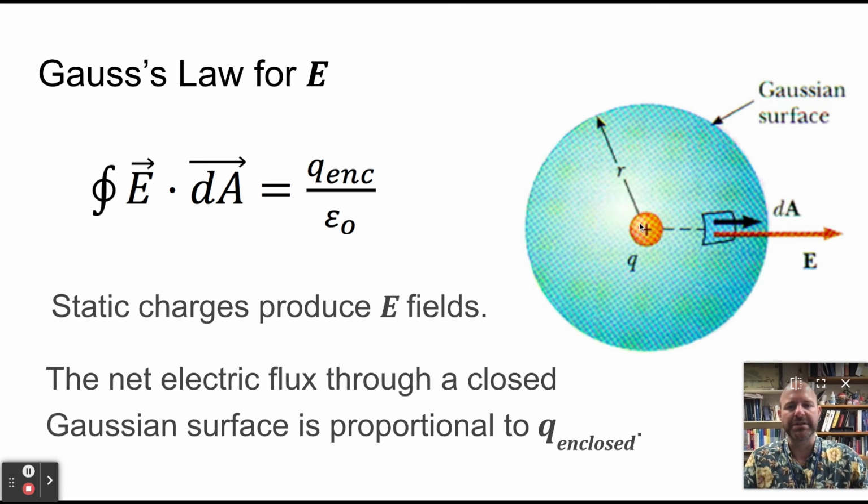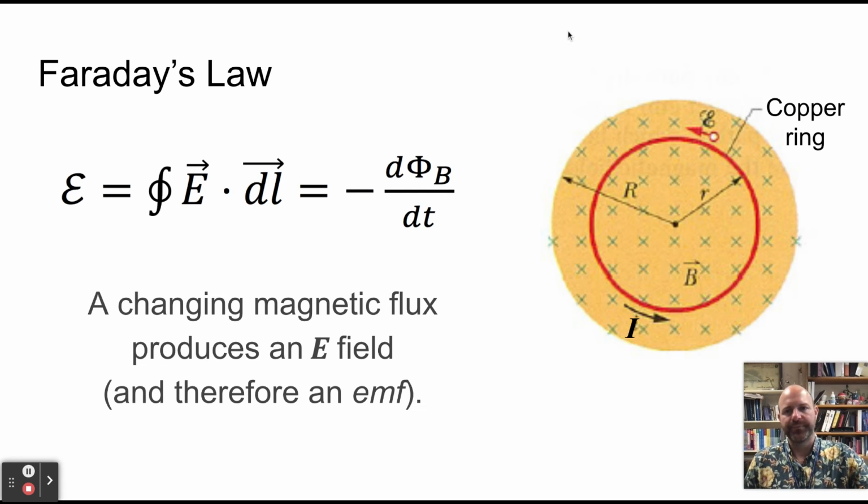So the first thing is Gauss's law. We've learned this one, right? The electric field in a region is generated by some charge. We can use this Gaussian surface. If we enclose charge, we can figure out the electric field. The net electric flux through a closed surface is proportional to Q enclosed. That's the big idea for Gauss's law.